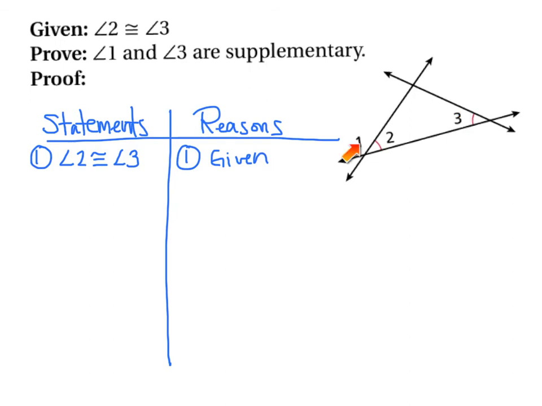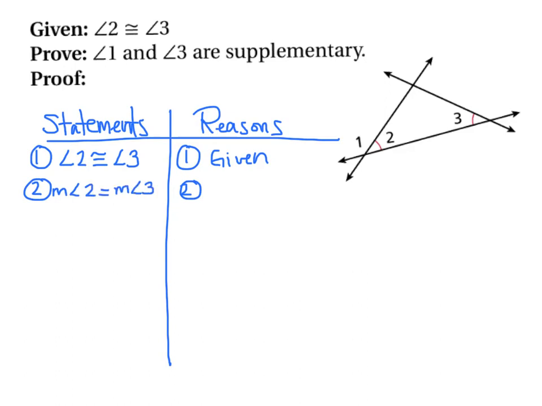So let's think about 1 and 2. What do we know about 1 and 2? They're also supplementary. So let's go from there. Now when we're talking about supplementary, we know that the measures of angles have to add up to 180. But right now we don't have the measure of anything. We have congruency. So we're going to first start with what? If we know angle 2 and angle 3 are congruent, what do we know about them? We know that their measures are equal.